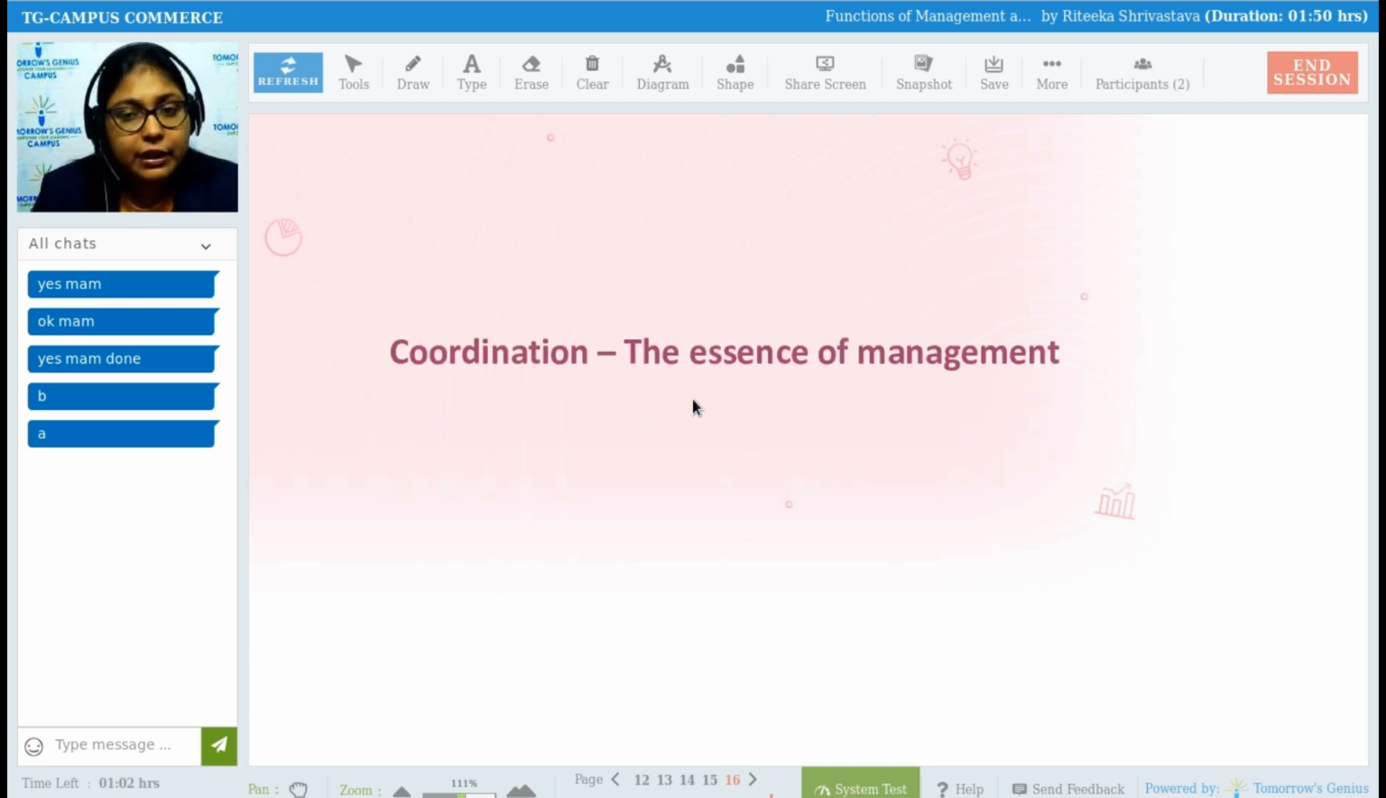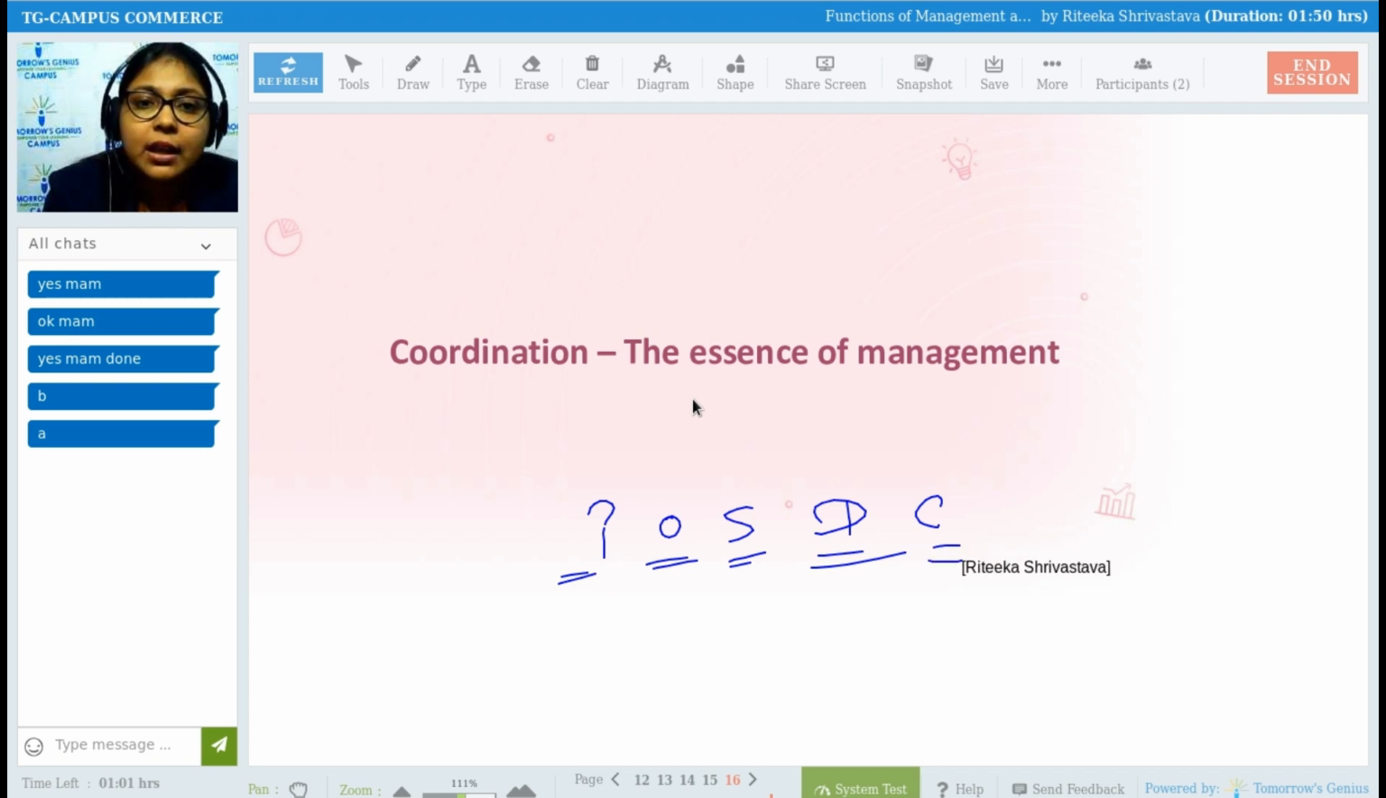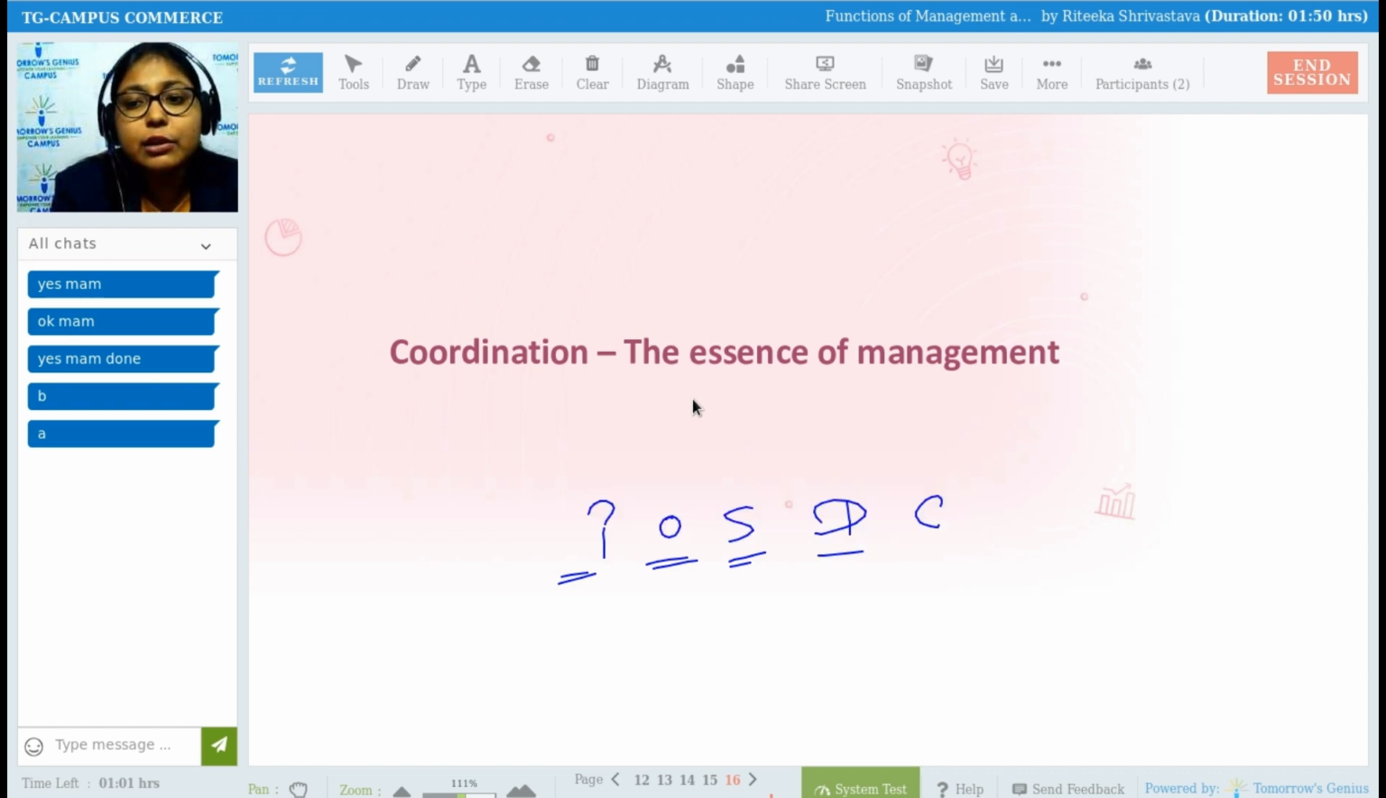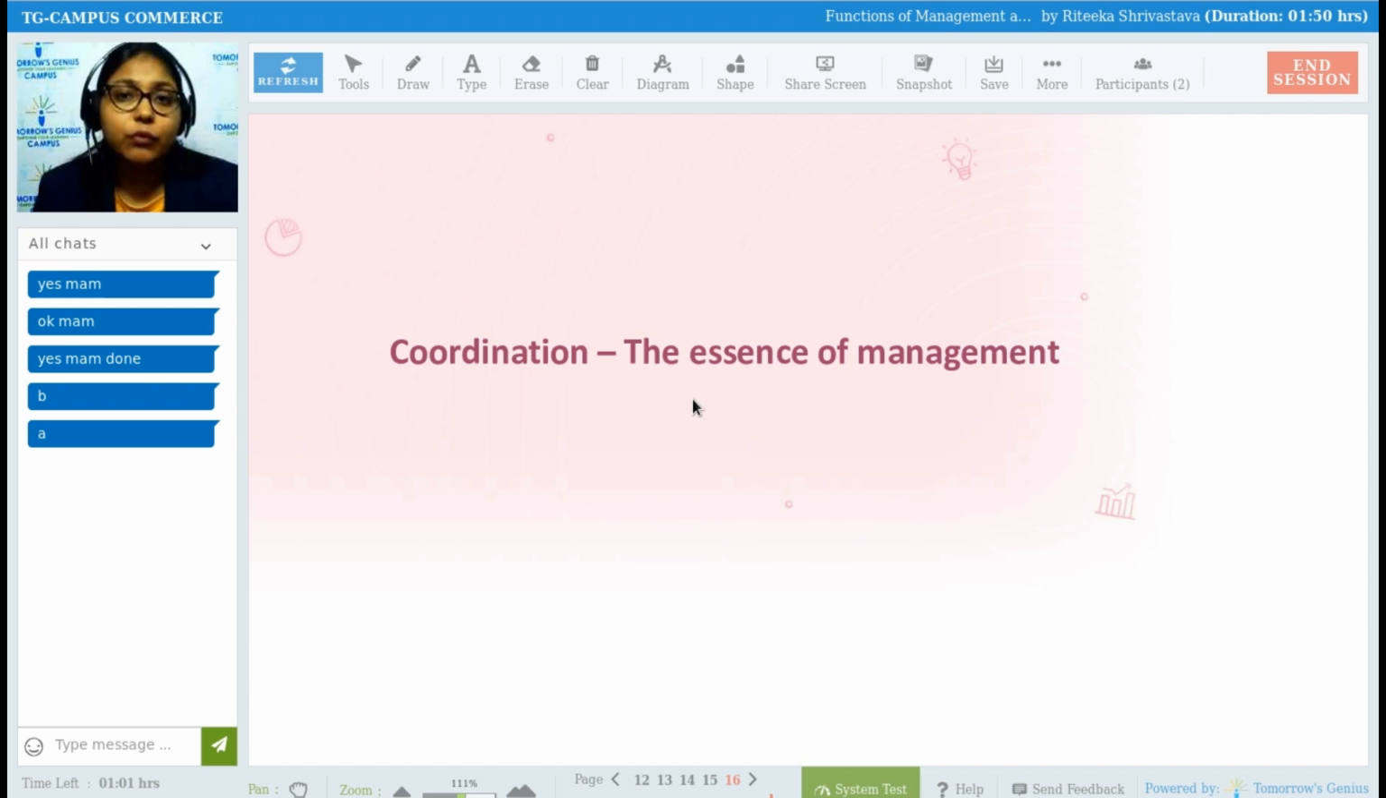So this is nothing but the functions of management, that is the 5 functions of management. POSDC: planning, organizing, staffing, directing and control. If you all have understood it clearly over here, then when we do the actual chapter, at that point of time you will not get confused. Your third chapter is going to start with planning. In the same sequence we are going to do the chapter: planning, organizing, staffing, directing and control.